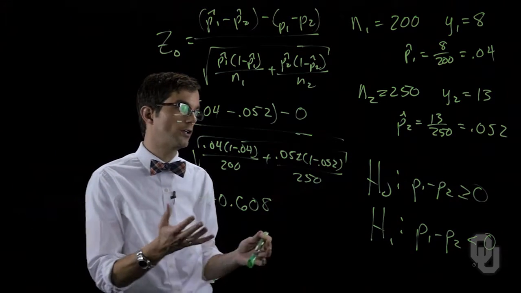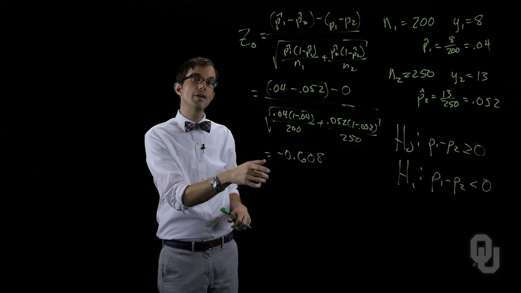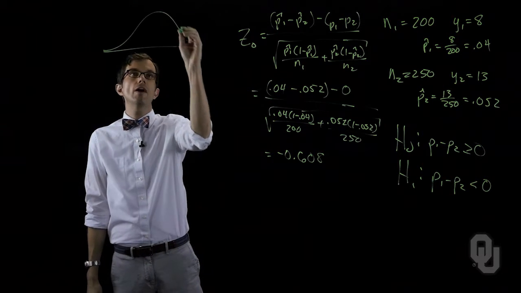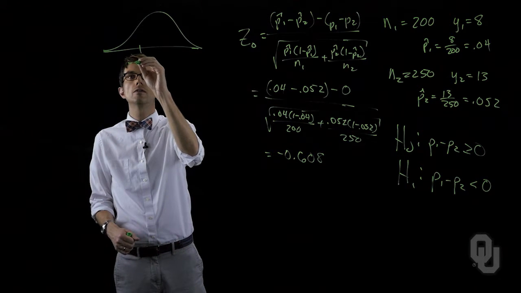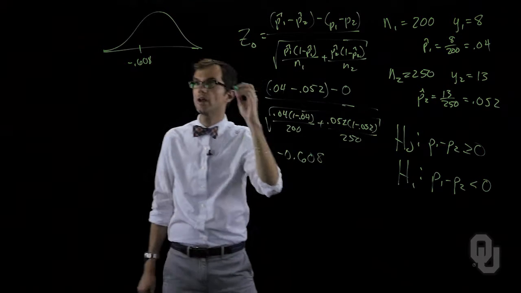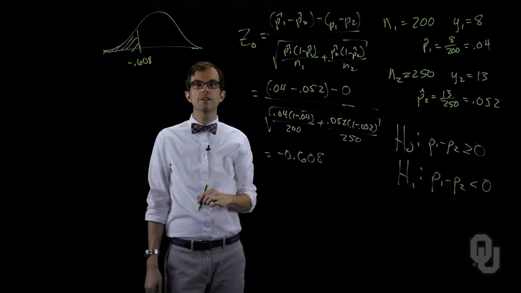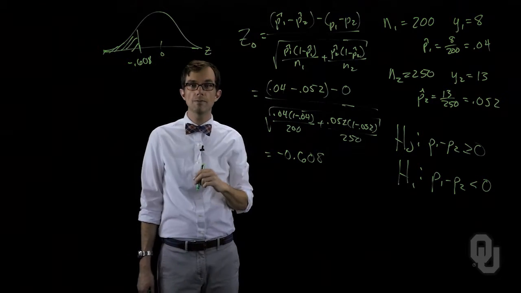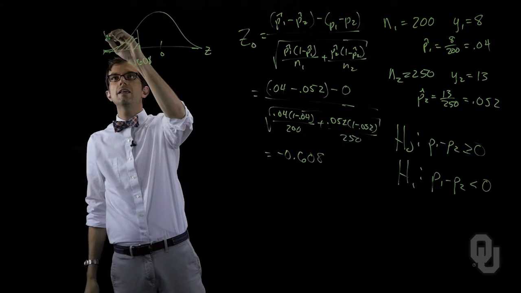And we want to draw conclusions, let's say with 95% confidence. So let's find the p-value associated with this test statistic. The p-value here would be the area in the lower tail, found from this test statistic, negative 0.608. This is a z distribution. We want to find this area down here. That is the p-value.